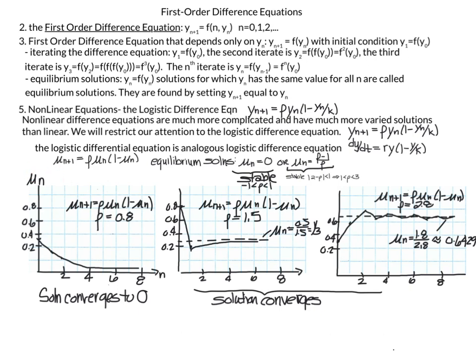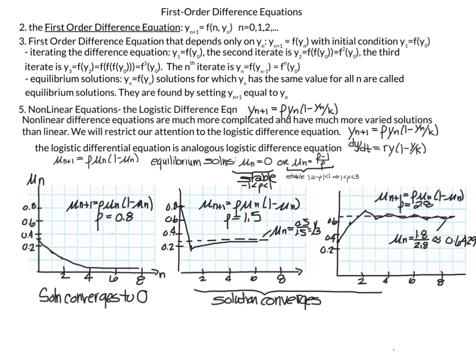And remember, mu n is just our Yn, our population, but it's been scaled by k. So here we can see our population versus n. As the years, or whatever time period n represents, go by, this is our population, mu n. And this is for rho equals 0.8. Remember, we said that when rho is between negative 1 and 1, which 0.8 is, we expect our equilibrium solution to be 0. So you can see the population going down and approaching 0.